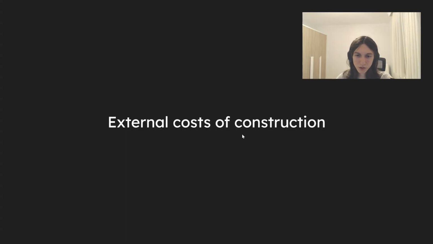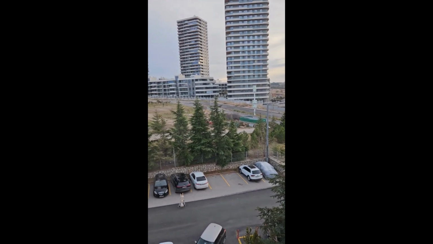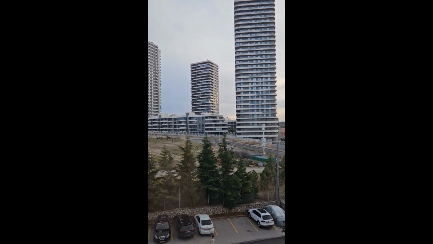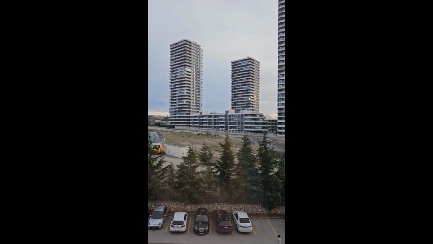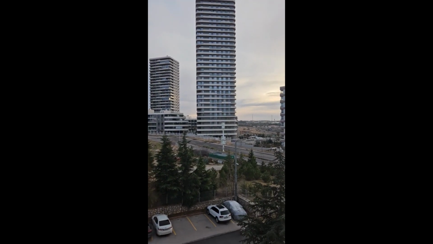In addition, the existence of very tall buildings next to buildings that are much shorter ruins the views of those other buildings and therefore makes the prices of those buildings decrease. Here's the view from my room. As you can see, it's entirely covered by those new apartments.